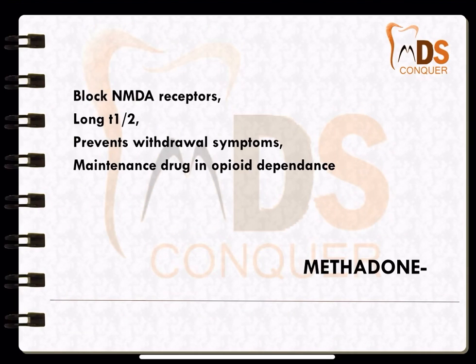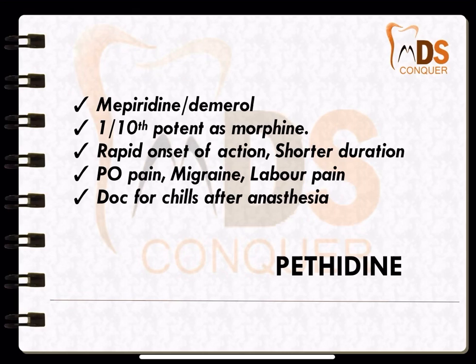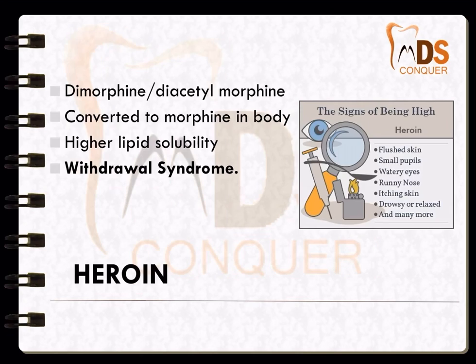Next, methadone: it blocks the NMDA receptors, prevents the withdrawal symptoms, and is used for maintenance of drug therapy in opioid dependence. Pethidine, so the important points: it can be given in post-op pain and labor pain, and it is the drug of choice for chills after anesthesia. So that is an important point again.